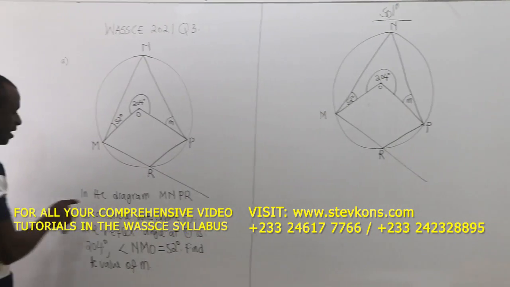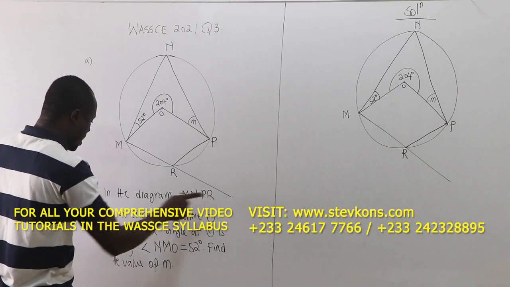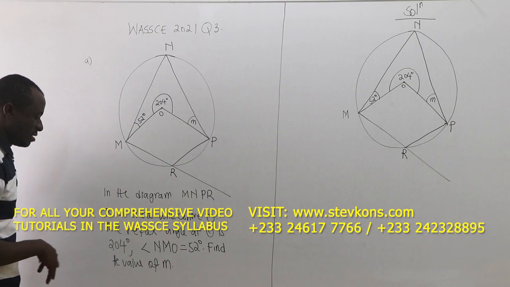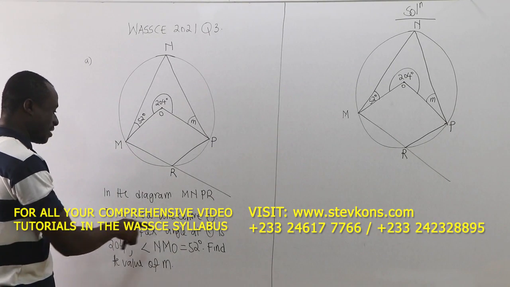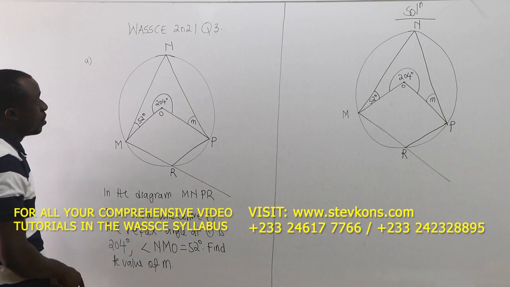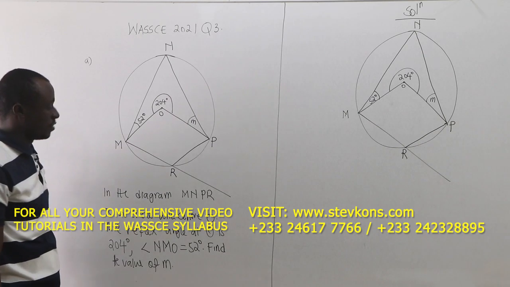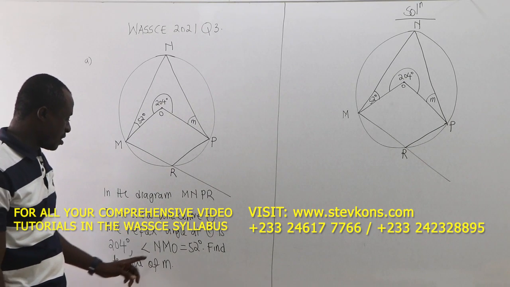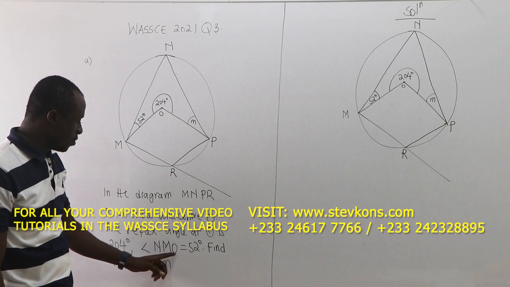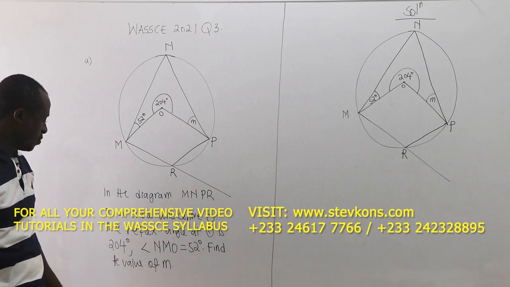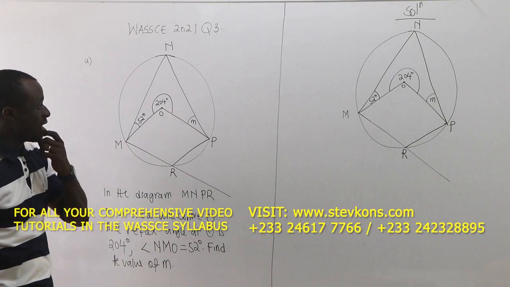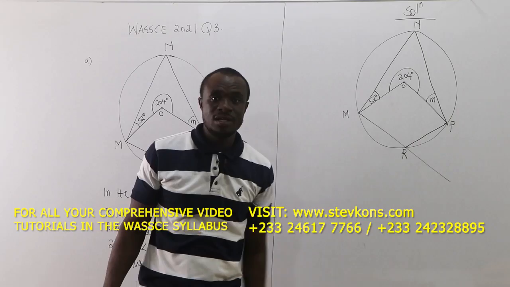It says that in the diagram, MNPR is a circle. So this is a circle. And then we have been told the reflex angle at O is 204 degrees. So that's the angle of 204 degrees. We are being told NMO is 52 degrees. We want to find the value of m. So that's the diagram that we have seen here.